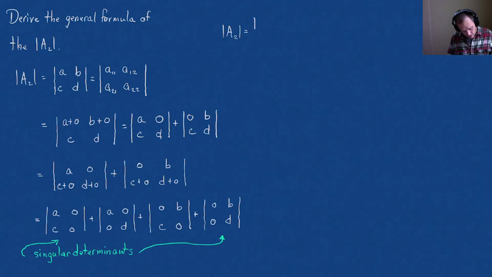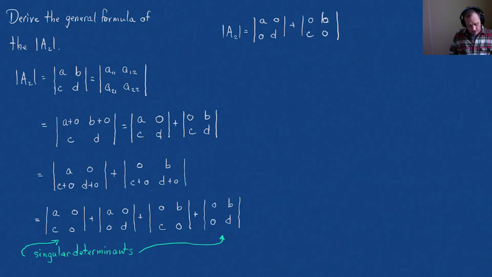I have the determinant of A0, 0D plus the determinant of 0B, sorry, 0BC, 0. Well, now let's apply all of our properties. The first one is that this first one, we can apply the property that this is just a diagonal matrix. Well, we already said that gives this just A times D.